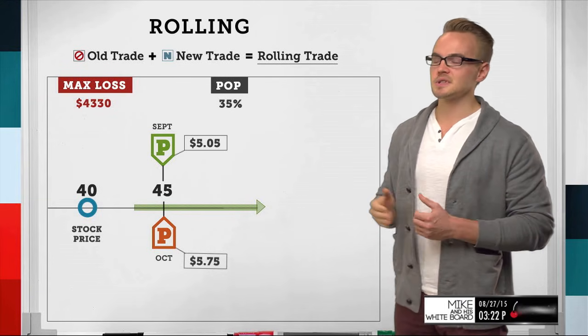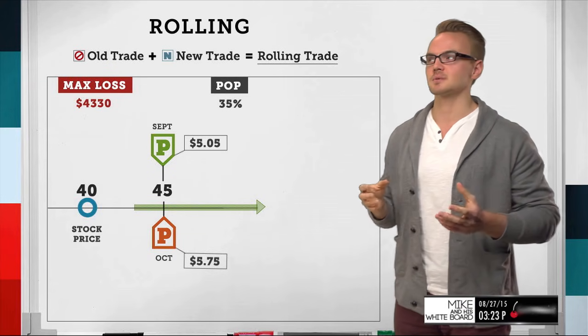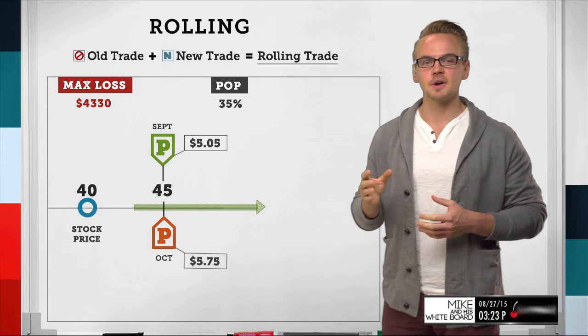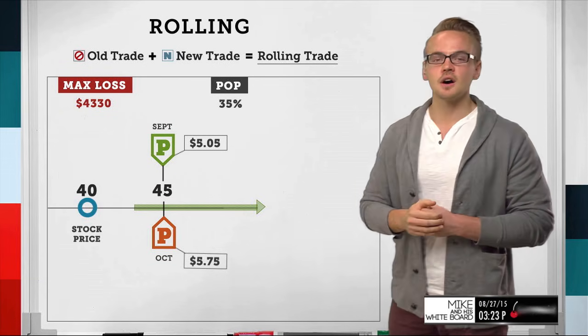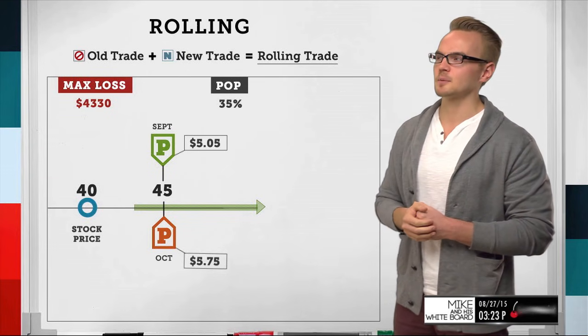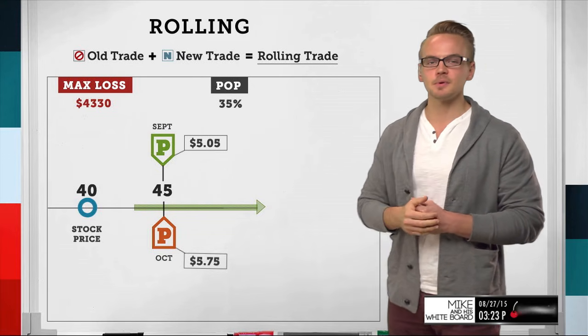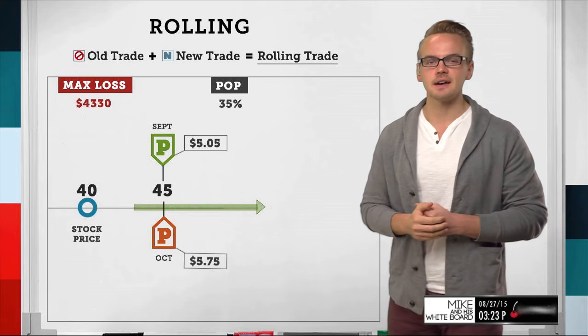So that's one thing to keep in mind when rolling, is that once you roll defensively, you have to be directionally right. So again, 35% pop, these are arbitrary numbers, but you get the picture that now it's a lower probability trade. Our max loss has gone from 4,400 to 4,330, and that's because we're collecting an additional credit. So again, we're buying back the September put for 505 and selling the October put for 575.